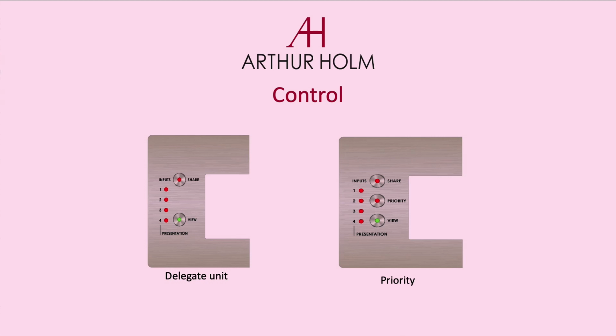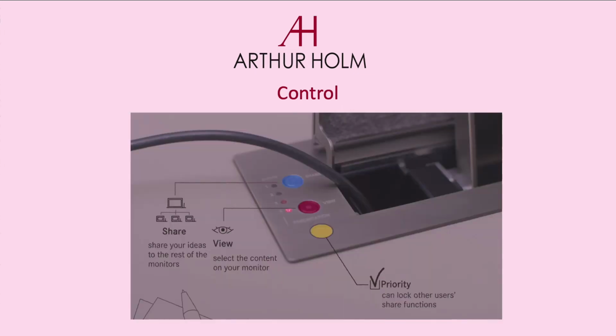So if you have a chairman who wants to have control, then you'll need to have 1 seat with priority. And by pressing the priority, you cannot leave the presentation and you cannot present. And here is explained a bit again with the same up here. The first button above is share, the second one is view, and the light will indicate which source you're viewing, and then you have the priority button as well.